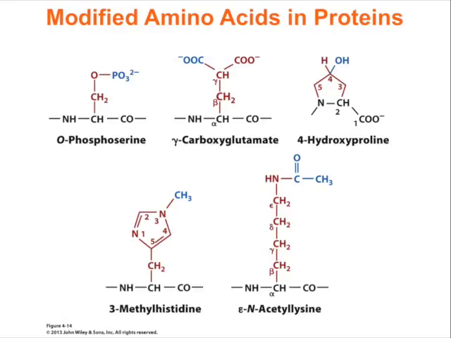Now, some examples of modified amino acids are shown here. And in each case, you don't have to memorize the name because the name really describes what happens. Let's take, for instance, this O-phosphoserine. That simply says that a phosphate is attached to an oxygen on the R group.